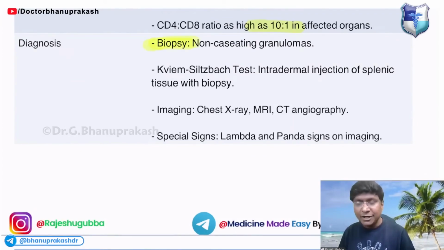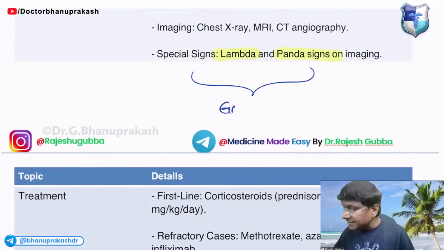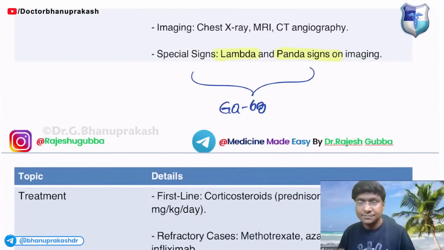What is the confirmatory diagnosis? Confirmation is by your biopsy. Biopsy will show you that there is non-caseating granuloma, right? And the Kveim-Siltzbach test we are not doing now. It was a good olden test, right? In the olden days, we were doing this Kveim-Siltzbach test. What are the special signs? That is the lambda sign and as well as the panda sign. This lambda sign and panda sign are seen on gallium-67 uptake studies, right?